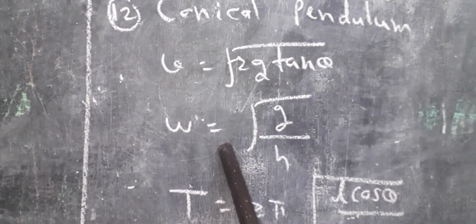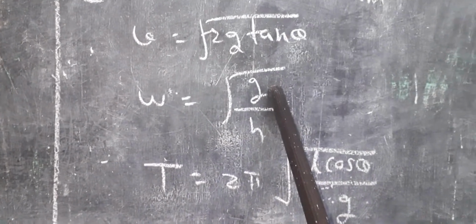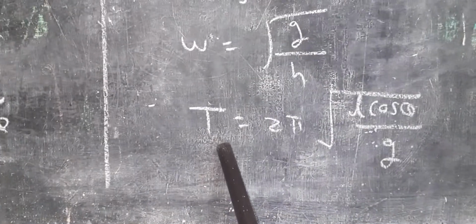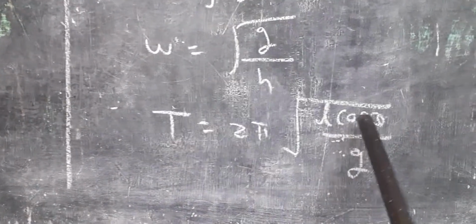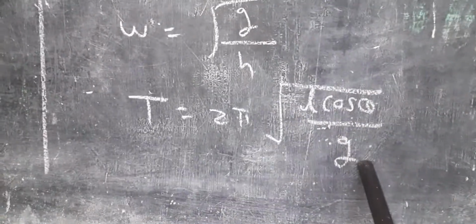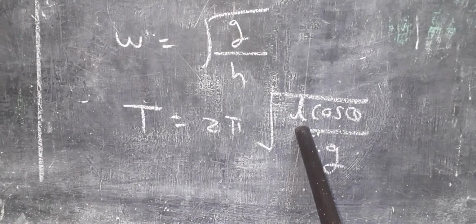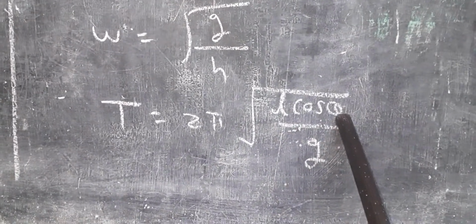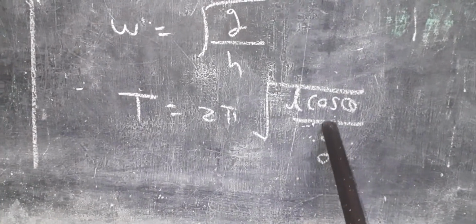Then we obtain omega is equal to under root g upon h, where g indicates gravitational acceleration and h indicates height of the conical pendulum. And we have seen that the period T is equal to 2 pi under root L cos theta upon g, where L indicates length of the conical pendulum, theta indicates semi-conical angle, and g gravitational acceleration.